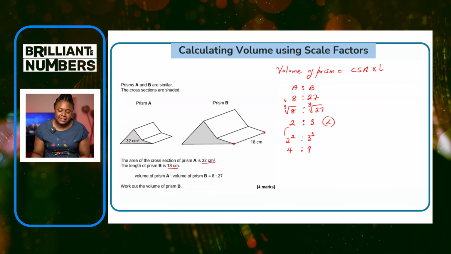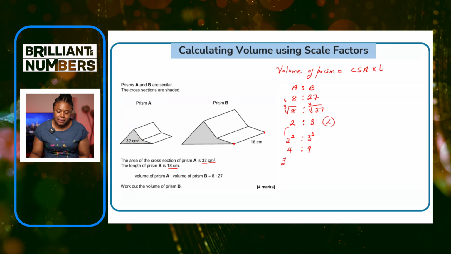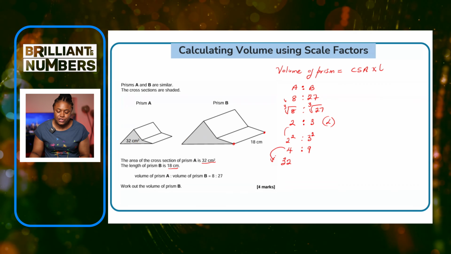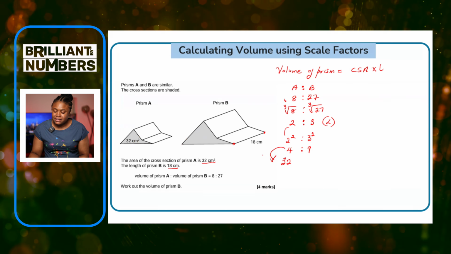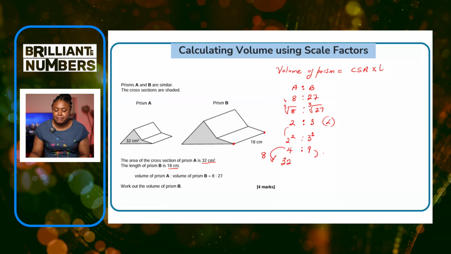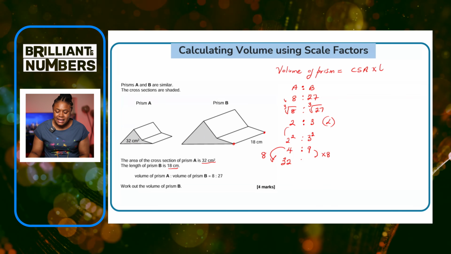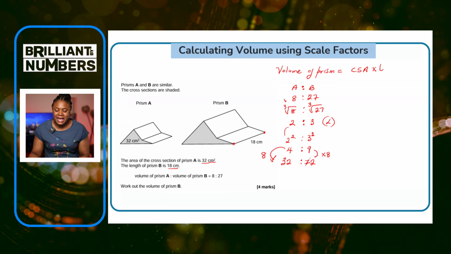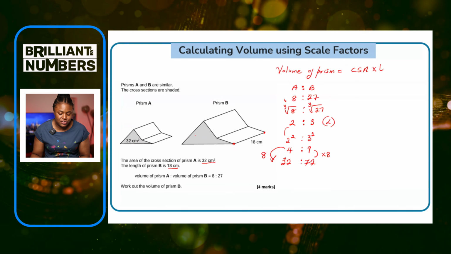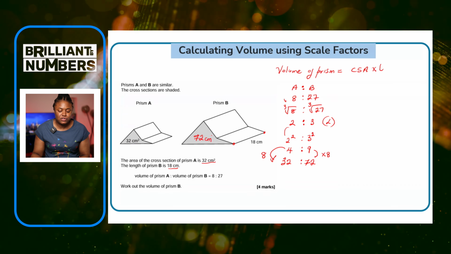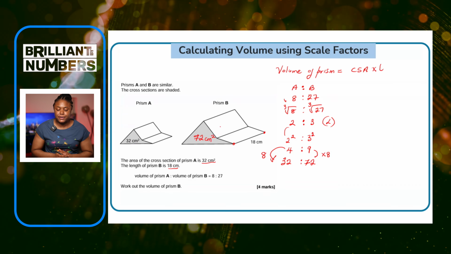So A is 32, so I'm just going to line up my 32 here. So how do I get from 4 to 32? 4 times 8. So if I multiply this by 8, I now need to multiply 9 by 8 as well. 9 times 8 gives me 72. So the cross-sectional area of B is 72. So I'm just going to put that on my diagram. So that's 72 centimeters squared.